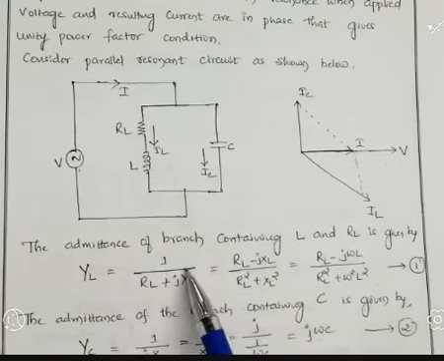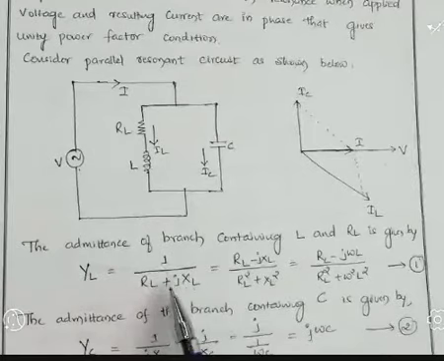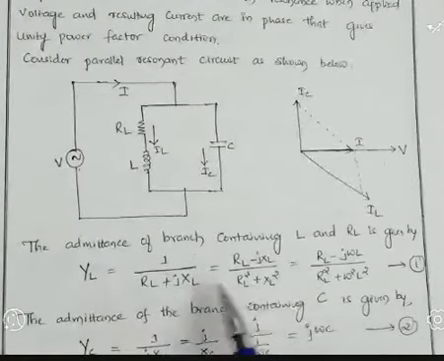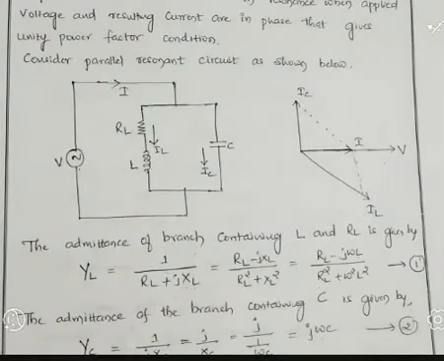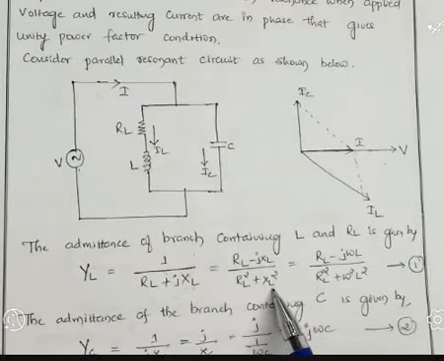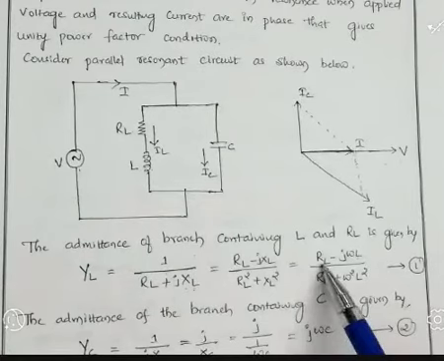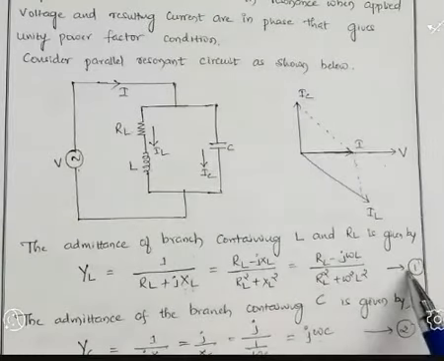The numerator becomes 1 into RL minus JXL, and the denominator is RL plus JXL multiplied by RL minus JXL. RL into RL becomes RL square, and plus J into minus J gives minus J square. J square is minus 1, so minus 1 into minus becomes plus XL square. We know that XL equals omega L. So after simplification, RL minus J omega L divided by RL square plus omega square L square. This is represented as equation 1.